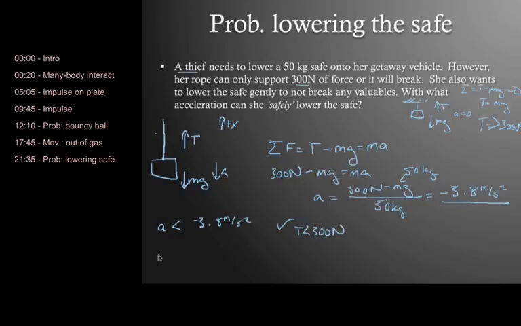And you can plug this in and check. If you have acceleration greater than this, minus 3.8 meters per second squared, so here you're dropping slower and here you're dropping faster. So if you drop it too slow, tension ends up being greater than this 300 newtons, and your rope breaks and crashes into your vehicle, and you get nabbed by the cops.